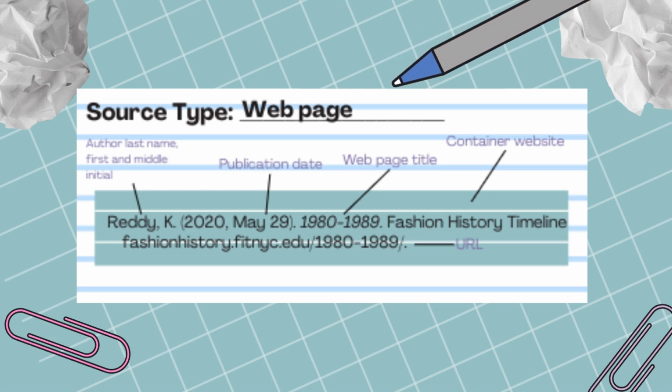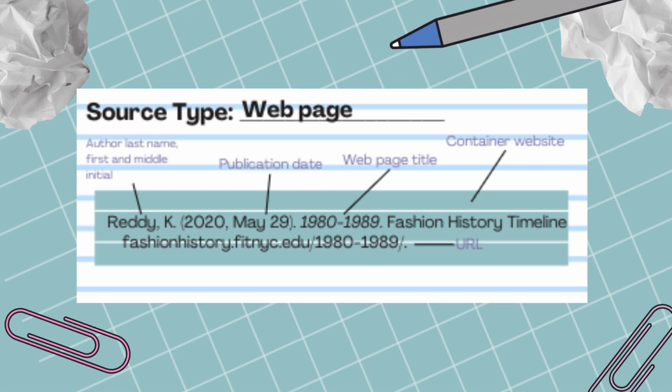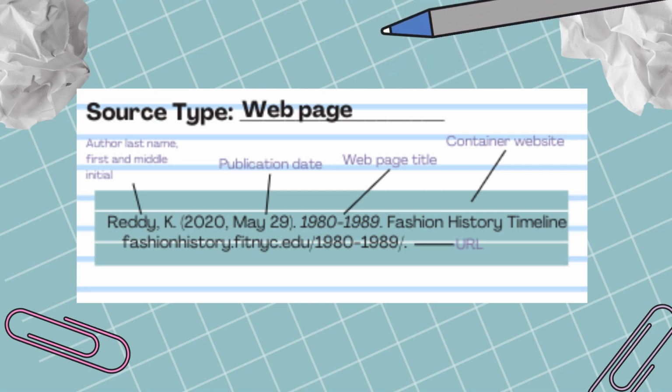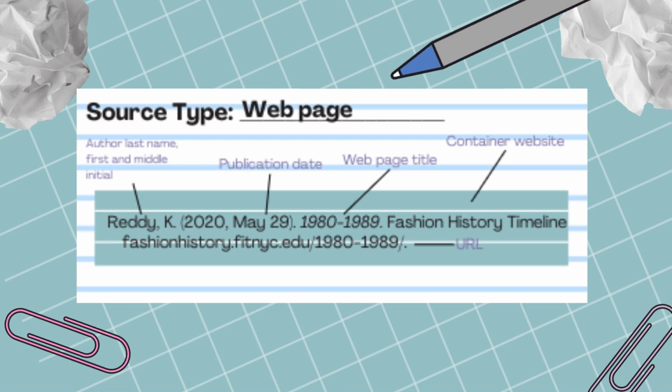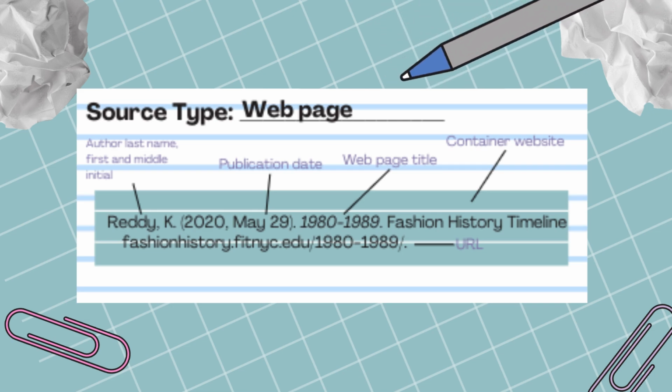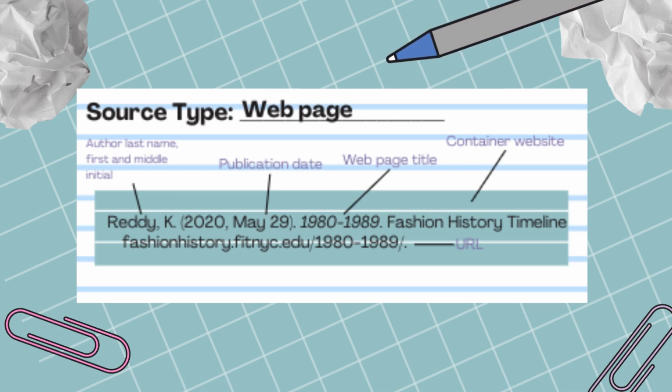So my first example APA citation is a web page. The formatting for this is author last name, first initial, the year, month, and day, title of web page, website name, and URL. Here I have Ready K, which is the last name of the author and the first initial. It was published 2020, May 29th. The title of the web page is 1980 to 1989. The container website is Fashion History Timeline, and the URL is included.